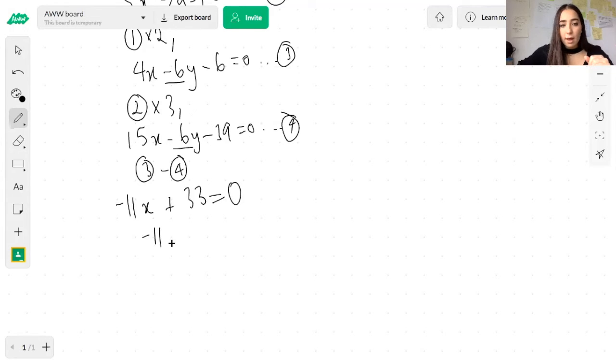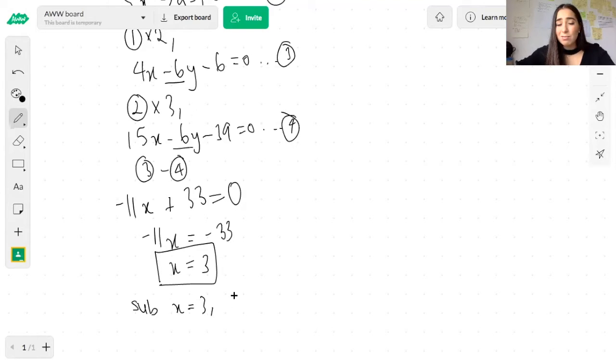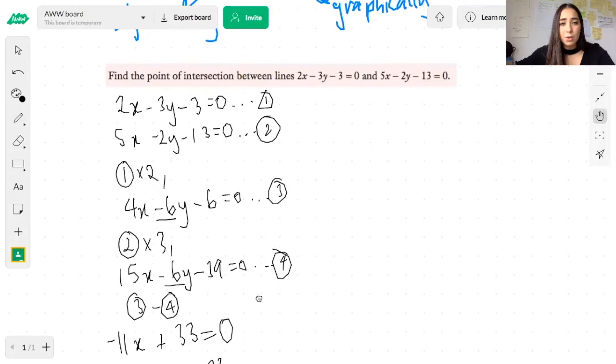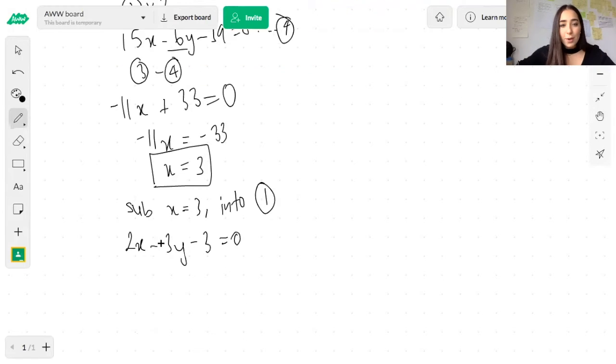Solving for x, I'm going to subtract 33 from both sides. Then I'm going to divide by negative 11. I get a positive 3. That's my x value there. Solving for the y value now, I'm going to sub x equals 3 into any equation. Let's sub it into equation 1. If you recall equation 1, it was 2x minus 3y minus 3 equals 0.